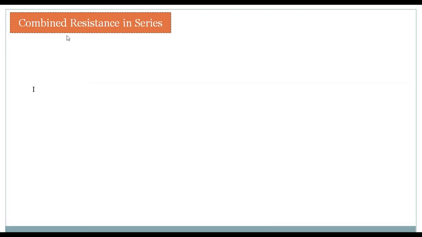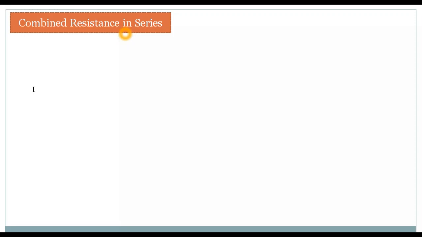Now, let's first look at the combined resistance in series. That means what would be the total resistance, what would be the resultant resistance when a number of resistances are connected in series. And definitely there would be some formula with the help of which we can calculate the resultant resistance, or the combined resistance.